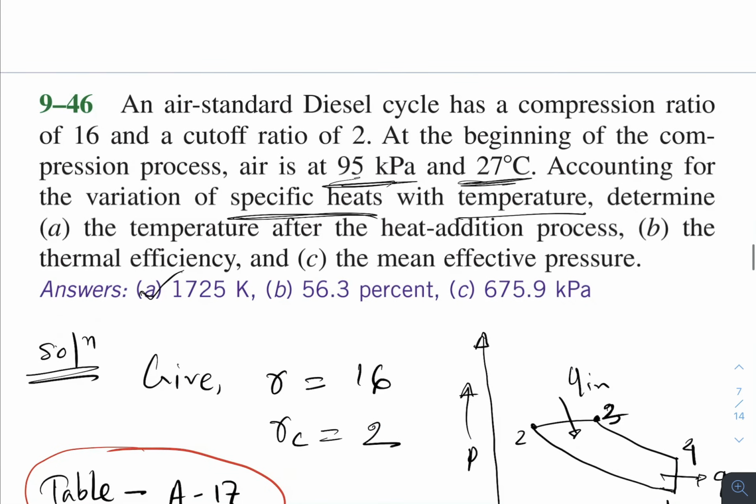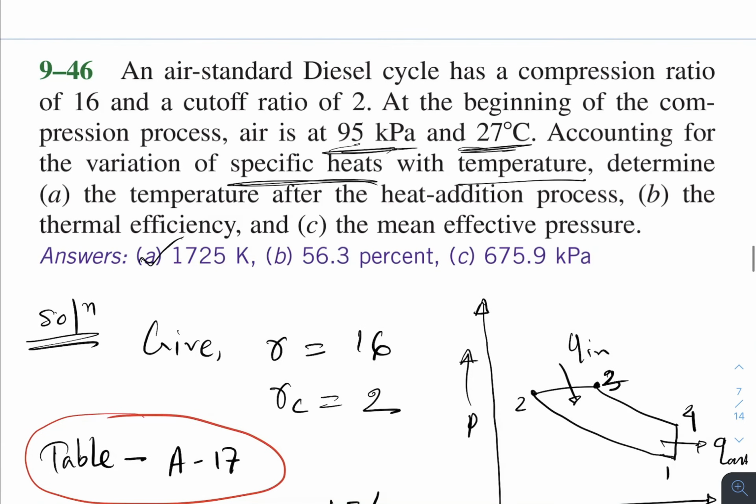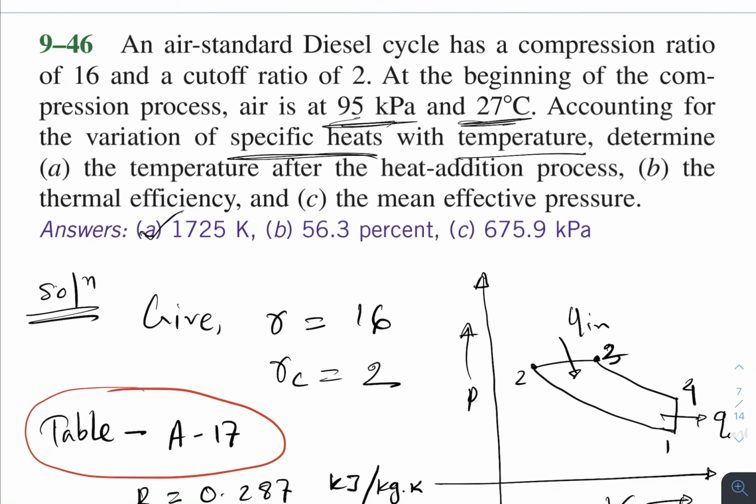So that's all about this problem, asking for the ideal diesel cycle. We determined the temperature, the thermal efficiency, and also the mean effective pressure. So that's all about this class, and I'll come back with another cycle, and we will do the same. We'll do the derivation first, or talk about the theory first, and then go ahead and solve the problem.